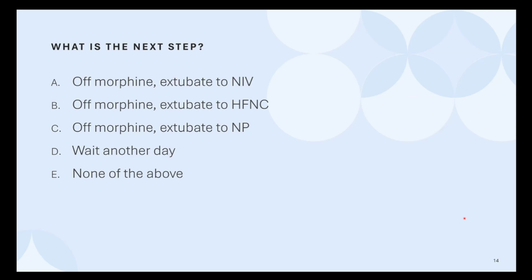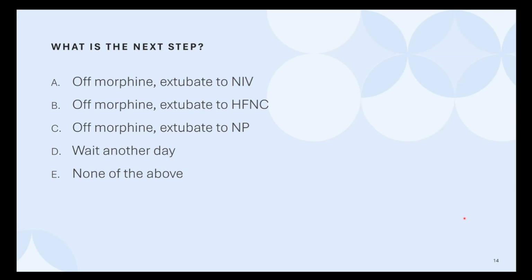Okay, I mean, you can consider that maybe. That's kind of a maybe. See, off morphine, extubate to nasal prong. Again, that's another maybe also, right? Wait another day. Wait another day for what? You would need to wonder. So none of the above. What do you want to do? As an anesthetist, what do you want to do? You want to optimize the pain. That's right. So you either get him a PCA or you do something for his pain.